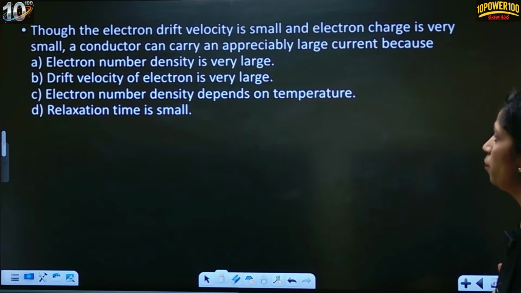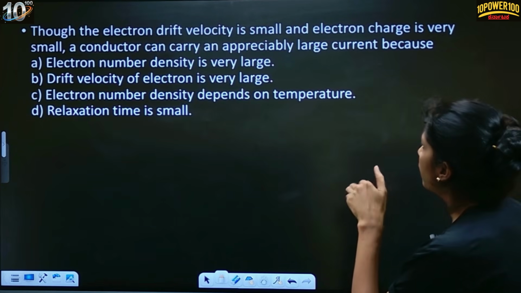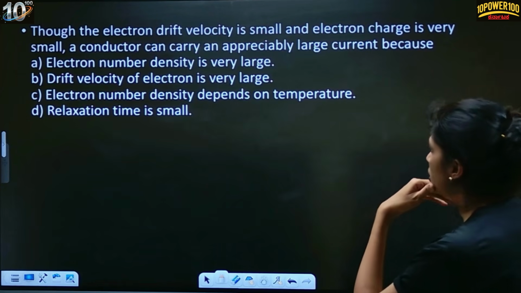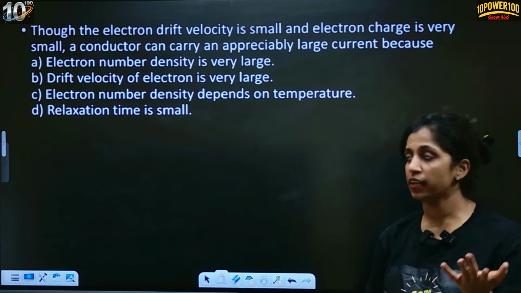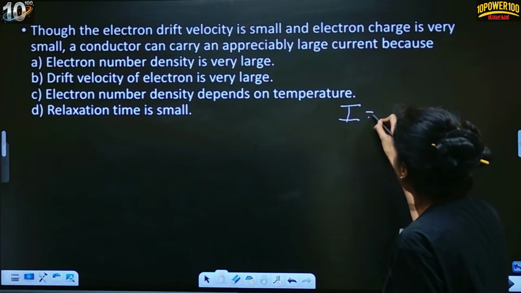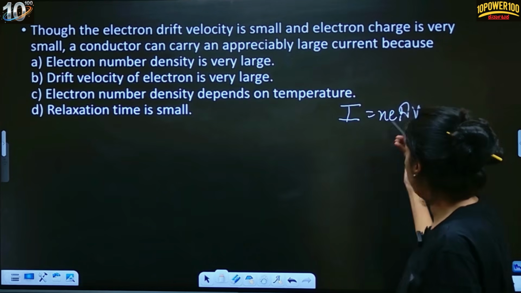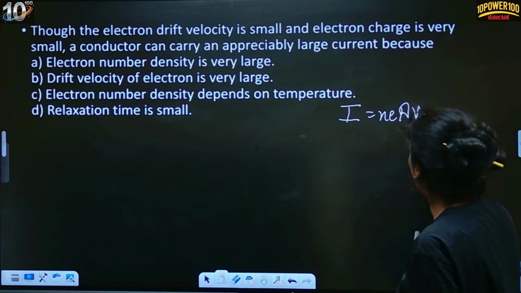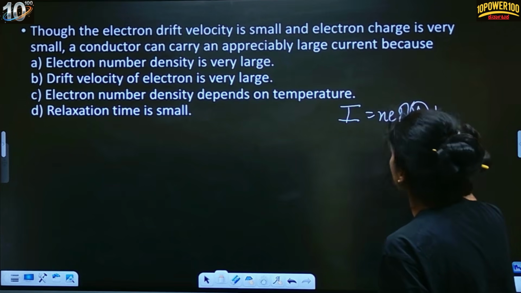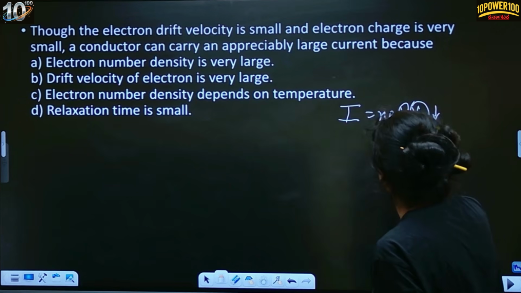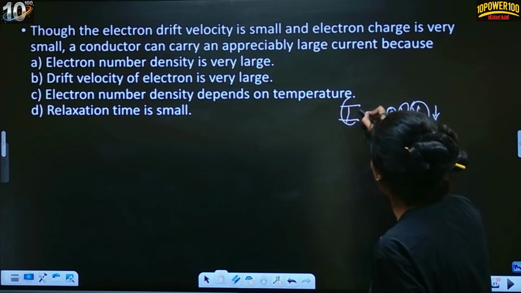Okay, next, now the electron drift velocity is small, fine. Electron charge is very small. A conductor can carry an appreciably large current because, okay, drift velocity and current, and the formula which comes to our mind is I equals nAeVd, right? I is the current, n is number density, e is charge, A is area, Vd means drift velocity. So drift velocity is small, they are saying. Electron charge is very, very small, fine. e is also very, very small. And the conductor can carry a large current. Okay, so current is large.